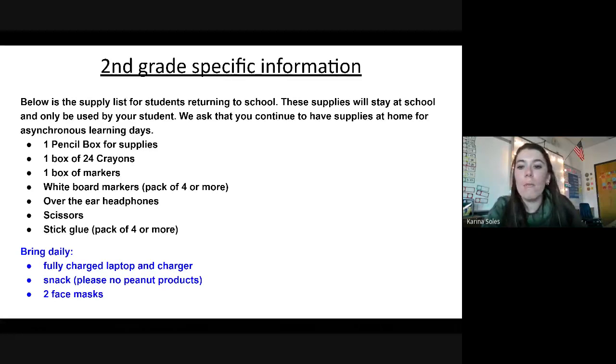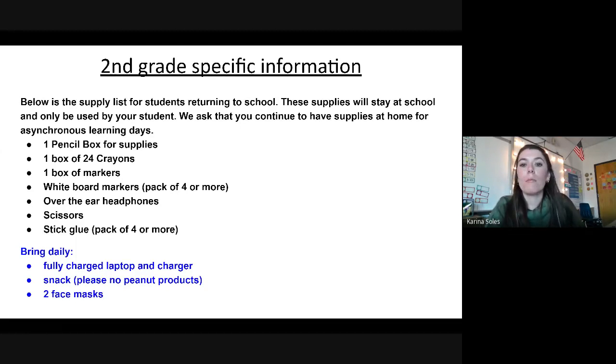Yeah, so second grade is going to be pretty much the same as first grade. We have a list of supplies as well. Pencil box for supplies, 24 crayons, markers, whiteboard markers. The headphones are just as important. Scissors and glue sticks. Pencils, the same thing. We have 1,000,002 pencils between all the teachers, so I think we will be okay with pencils. But if you feel more comfortable sending pencils in, you can do that too.